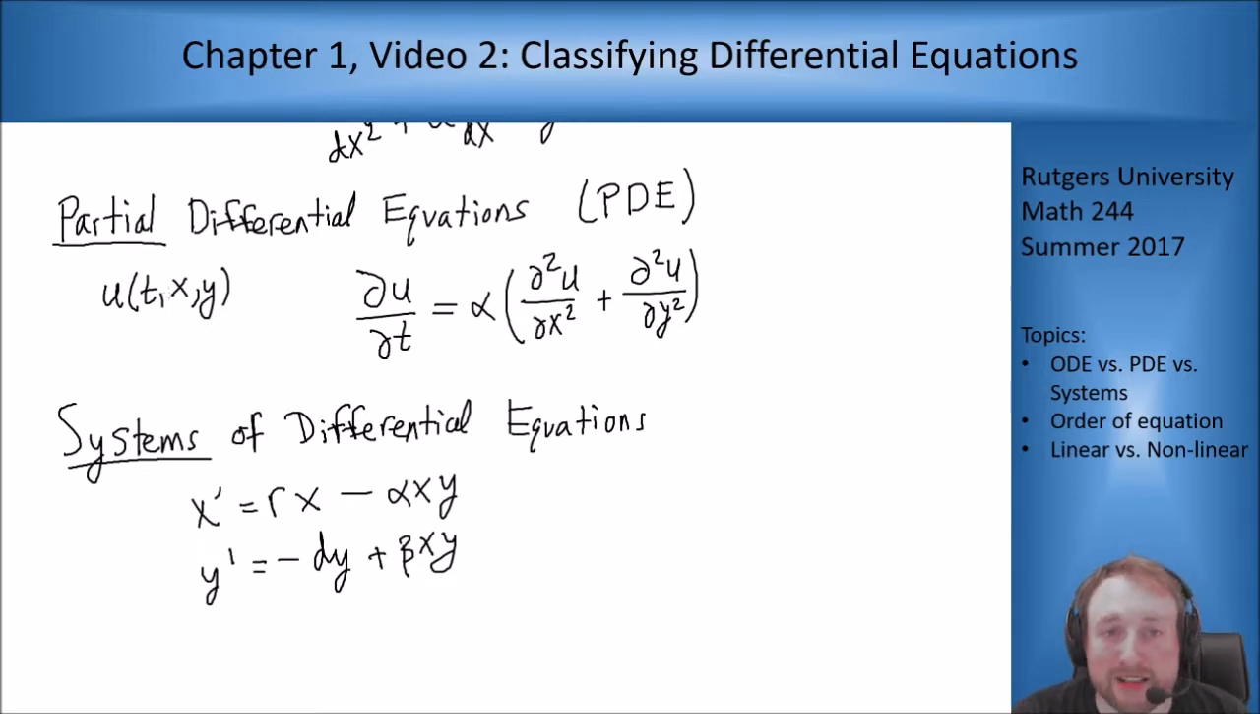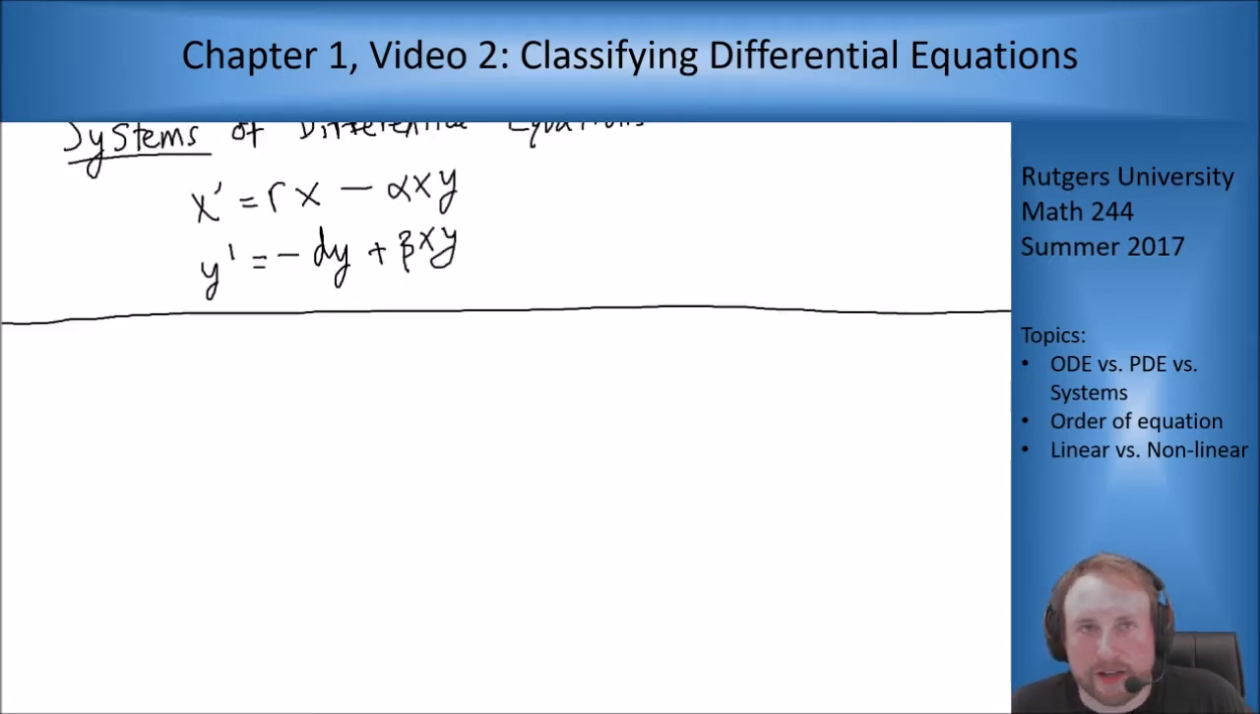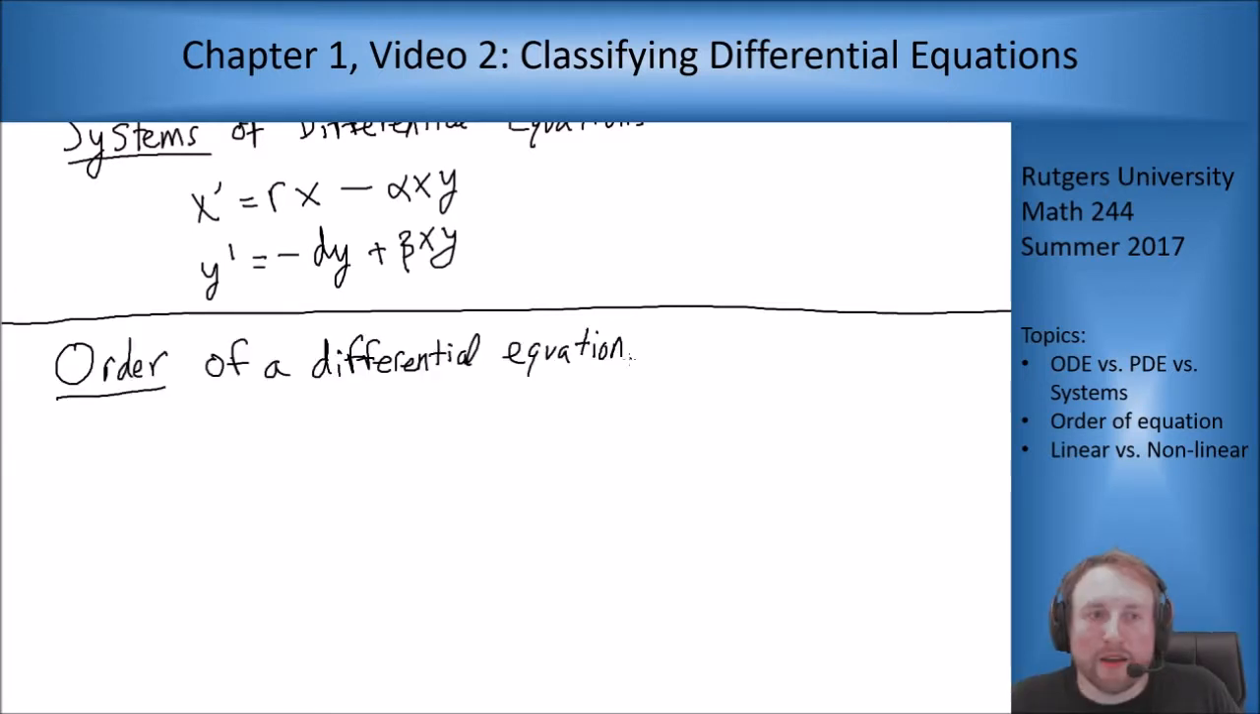So that's the first type of classification that we're talking about today, which is what type of differential equation you have. Our second type of classification is the order of a differential equation. And the order of a differential equation is pretty easy to determine. In this case, we're only talking about ordinary differential equations here. We're not talking about any partial derivatives. Systems can kind of go along the same lines, but mostly just a single ODE.